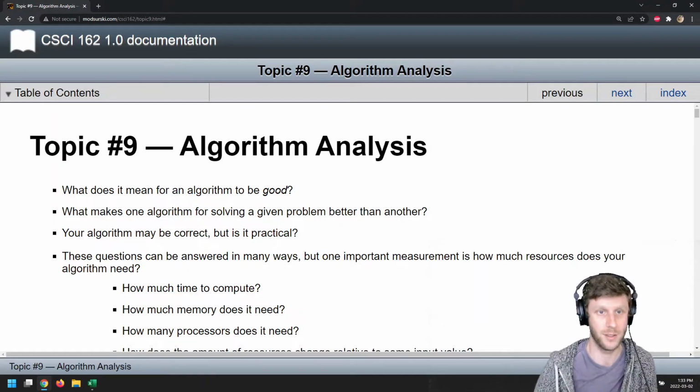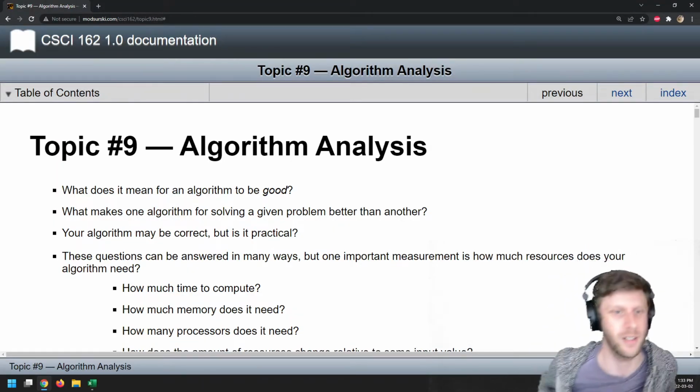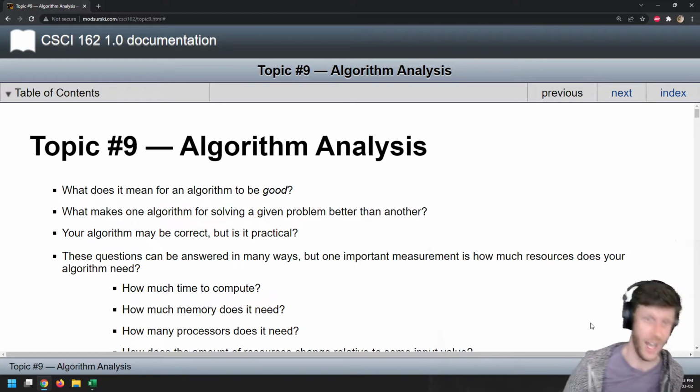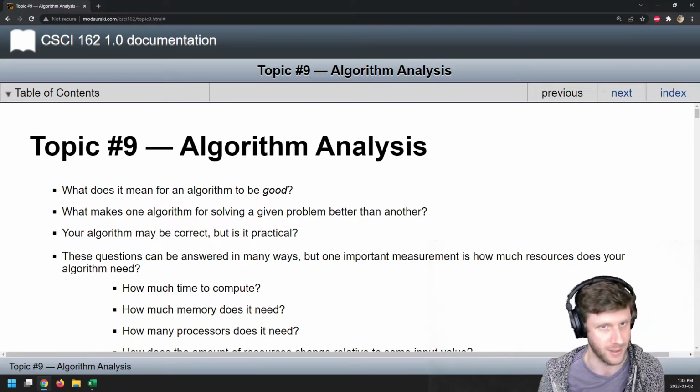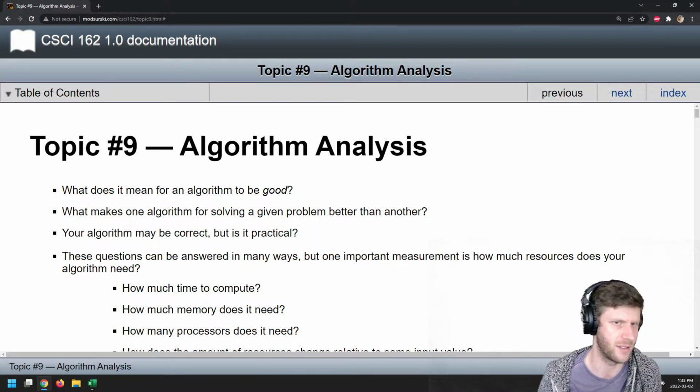Okay, so this is a common question that's come up already. And it's good that it's come up already because it shows that you're thinking and your head's in the right place. What does it mean for an algorithm to be good? What makes one algorithm for solving a problem better than another? Because you've heard me say a bunch of times, there's an infinite number of ways to solve a problem, and they might all be entirely correct.